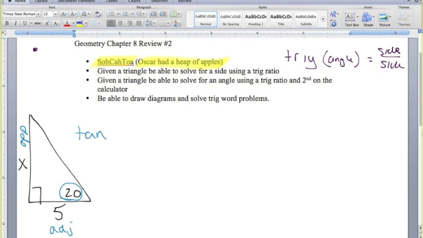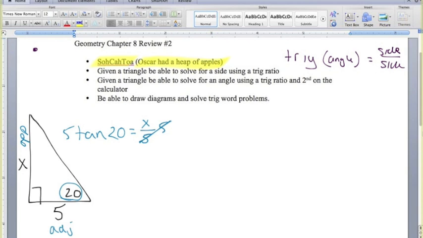So again, the format is trig function. So choose your trig function. We chose tangent. Then an angle. The angle we're using is the 20, equals the fraction of the sides, which for tangent is opposite x over adjacent 5. To solve this, I'm going to multiply both sides by 5 and type that in the calculator.